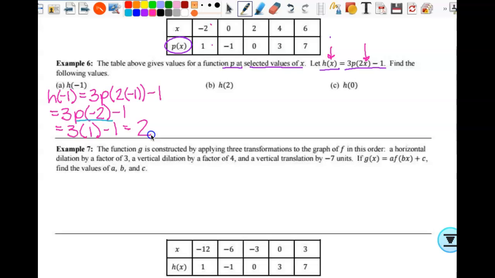You understand how to use the equations when you have transformations. You understand how to look at the table. You know where to find your stuff. Not difficult at all, right? But we got to show some stuff along the way as we do it. All right, so let's look at B.